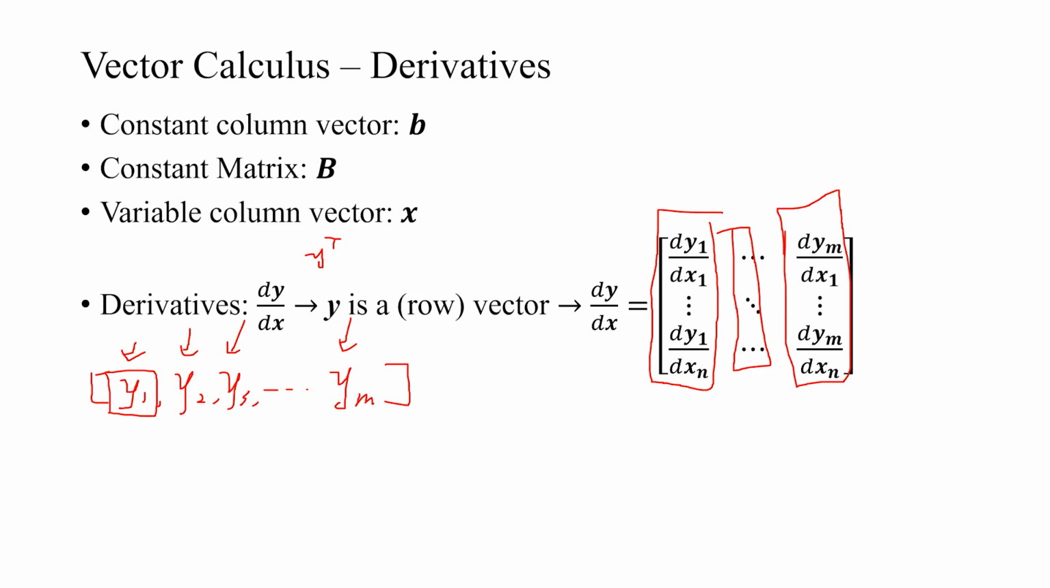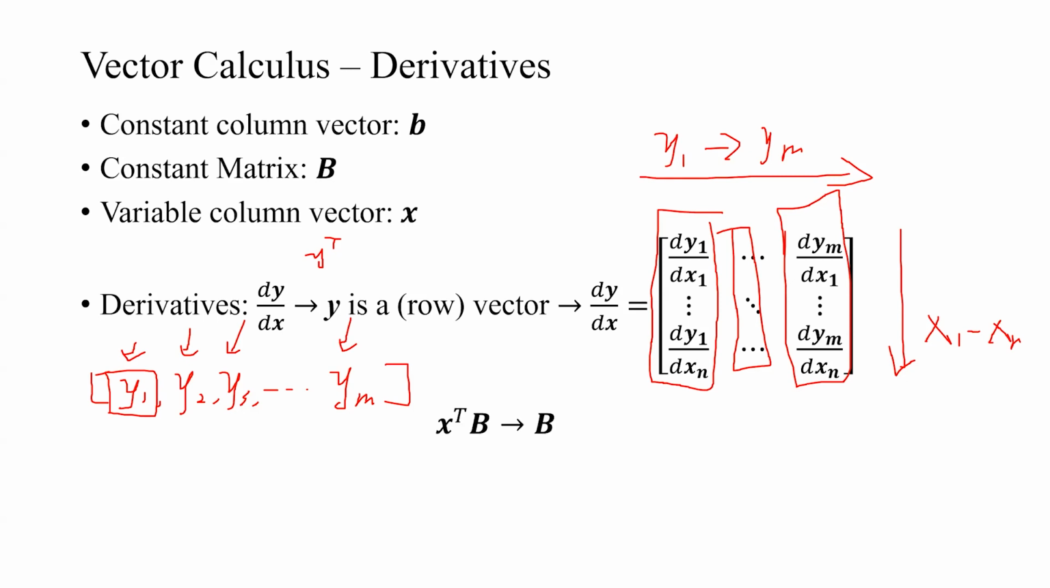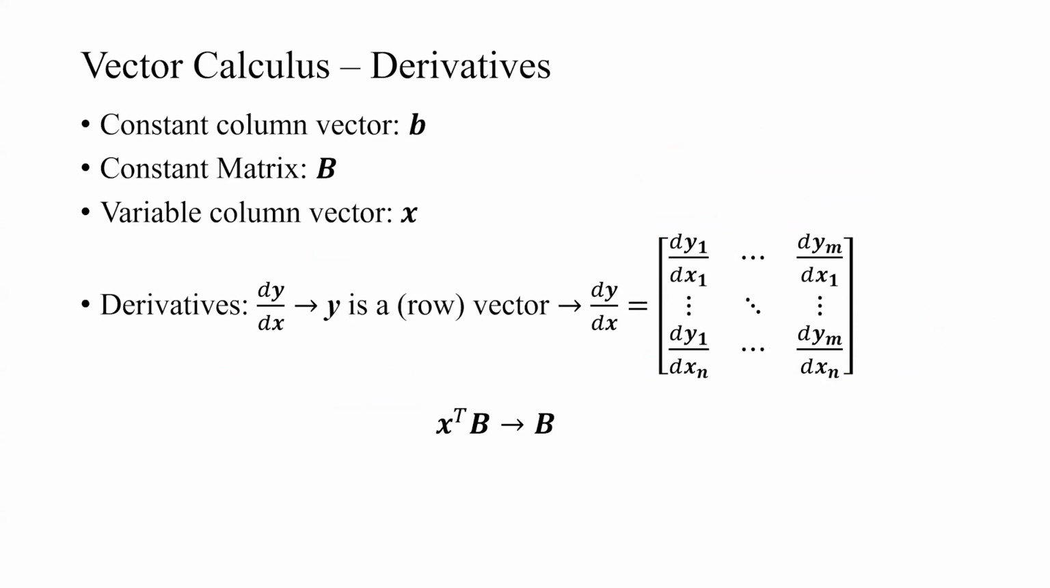So here, all you need to memorize is that if y is the vector and x is also the vector, the derivative dy by dx is the matrix where the row is ordered by y index and the column is ordered by x index, y1 to ym from x1 to xn. This will be the understanding. So let's also explain why we have this result. And let's end the topic of vector calculus.